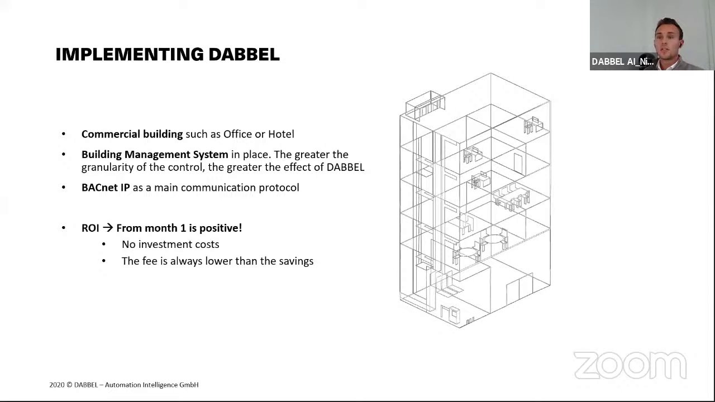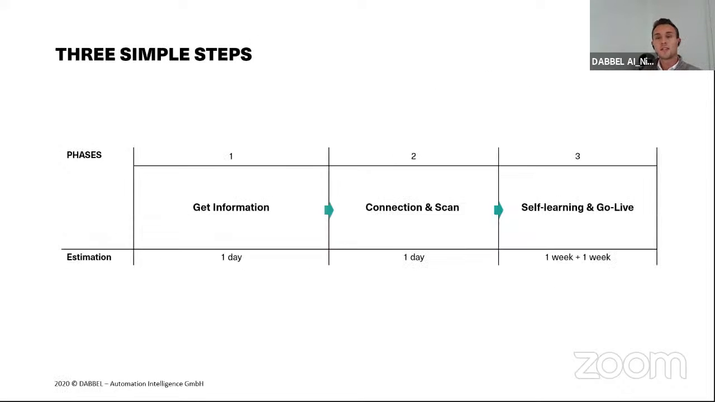How does it work, or what do we need to make our software work? As I mentioned in the beginning, we're looking for commercial buildings, such as an office or a hotel. Then we need a building management system that is already in place, and our main communication protocol should be BACnet IP. With these technical requirements, we can guarantee that the ROI, the return on investment, is positive from the first month on, because we don't charge anything upfront, and the fee that you pay is, of course, always lower than the savings.